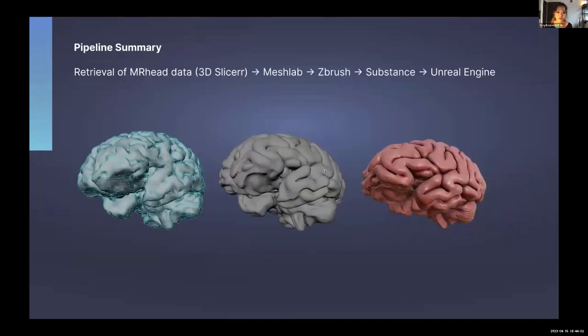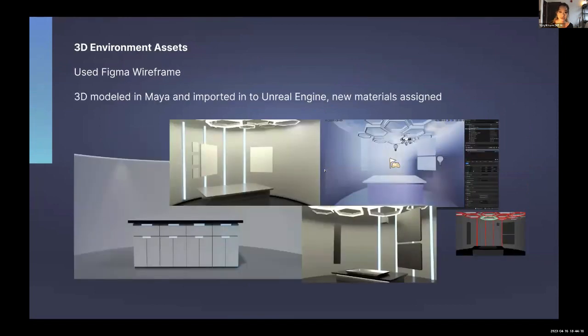So the pipeline summary for modeling the brain was I got the data from 3D Slicer, the MR head data. I put it into MeshLab, and then I put it in ZBrush to sculpt, and then I textured and painted it in Substance, and then I imported it into Unreal Engine.